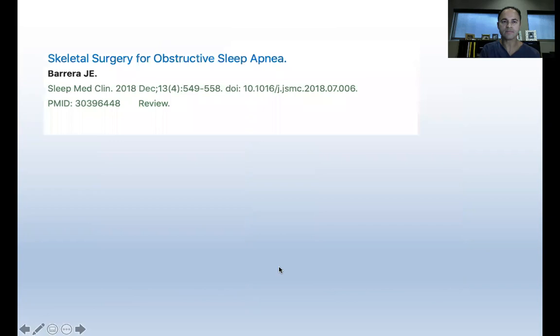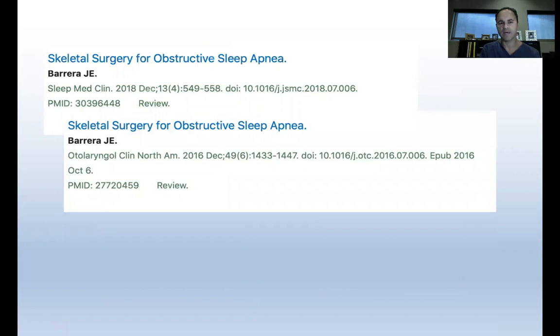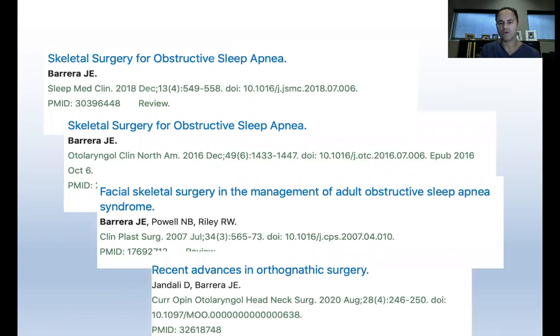I've written extensively about skeletal surgery for obstructive sleep apnea and sleep medicine, otolaryngology, and in plastic surgery, and specifically orthognathic surgery with our latest article in 2020, and describe our technique for sliding genioplasty versus MMA, maxillomandibular advancement, and genioglossal advancement, and I'd like to briefly discuss some of these.